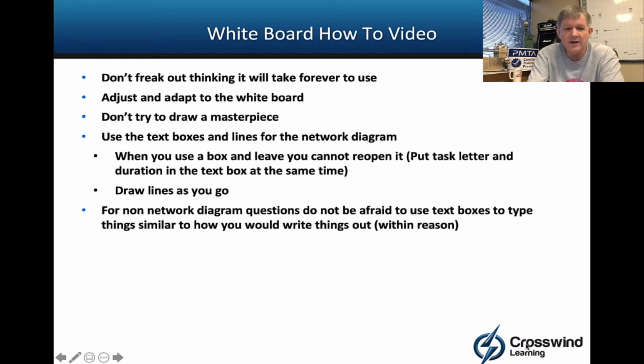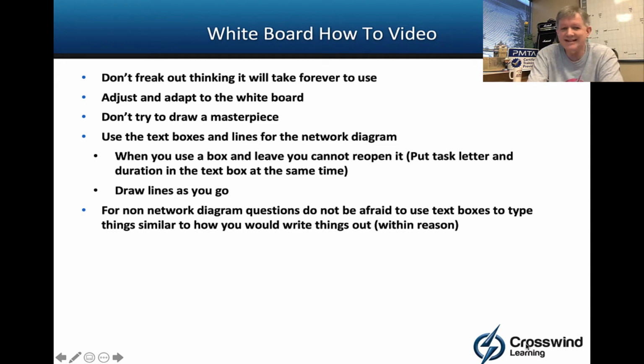You heard me say already, don't try to draw a masterpiece. Focus on functionality. If I were making a graphic for a book, it'd be nice and pretty. If I were making a graphic for a test, it probably would look like I'd been drinking a little much. But as long as I can interpret what I'm putting there, that's the key.